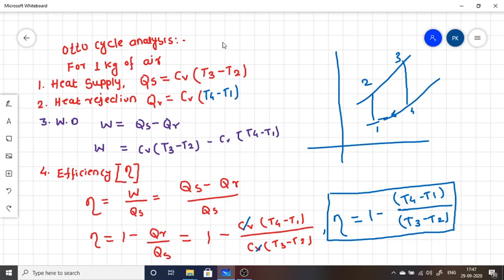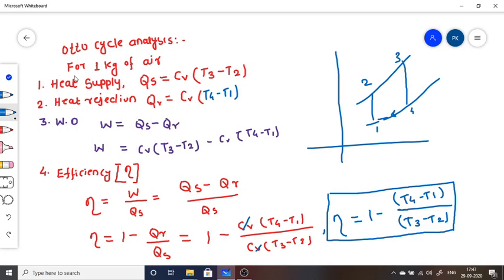This is the cycle analysis of an Otto cycle, at constant volume. For 1 kg of air, the heat supplied Qs is equal to Cv into (T3 minus T2). On this TS diagram, this is T3 minus T2. The heat rejected Qr is equal to Cv into (T4 minus T1). Work done is heat supplied minus heat rejected.